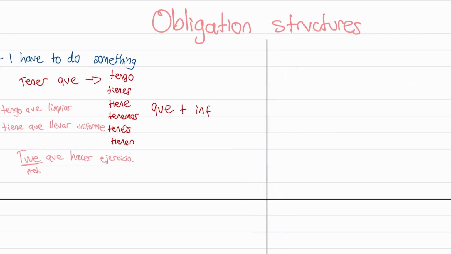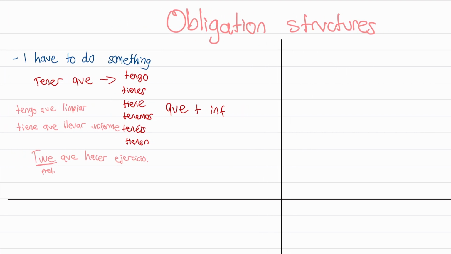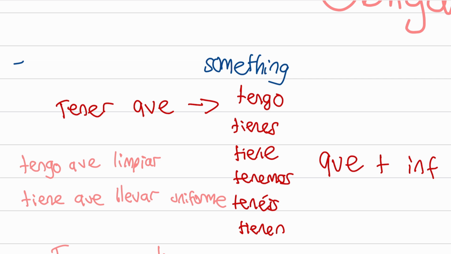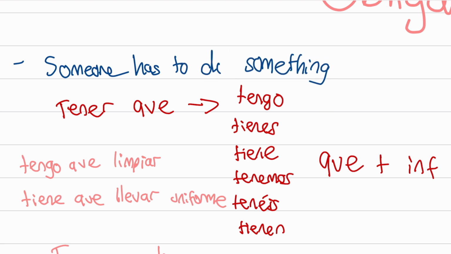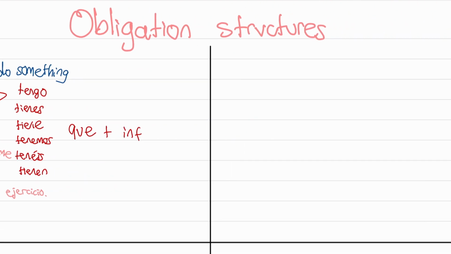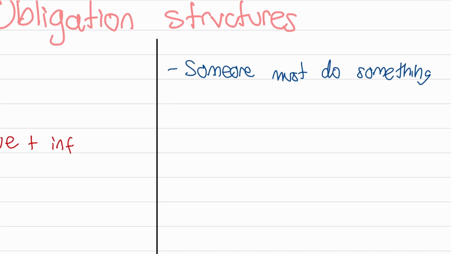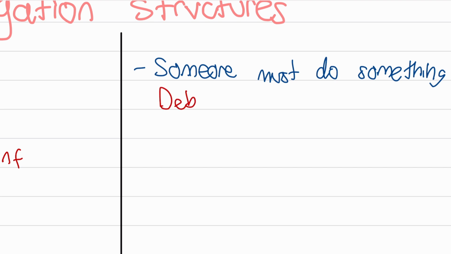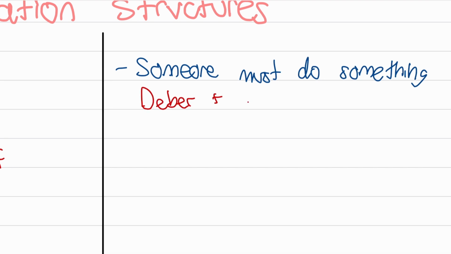Next, we're going to talk about someone must, or for example, I must, but instead of I have to do something, I'm going to write this in the I form as well. So just to confirm, here it says I have to. It can be anyone has to. Actually, let's change this to someone has to do something, just so we're making it clear it's not just I, it can be anyone. So someone has to do something. Now this is someone must do something. Okay, so from have to to must, and this structure in Spanish is using the verb deber plus infinitive.